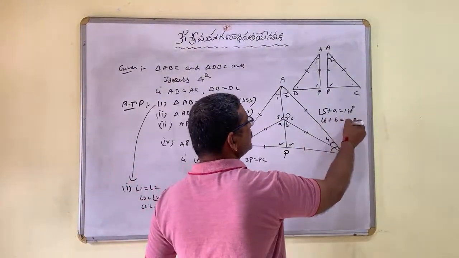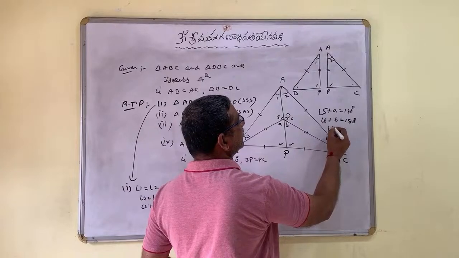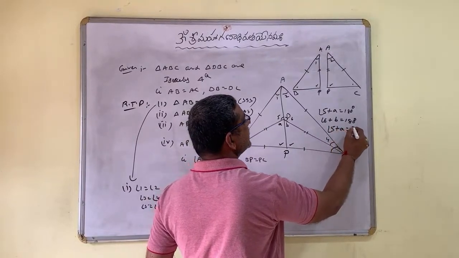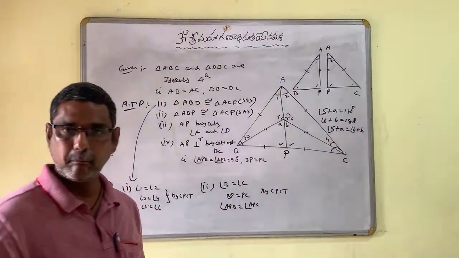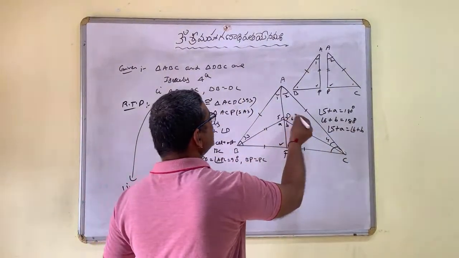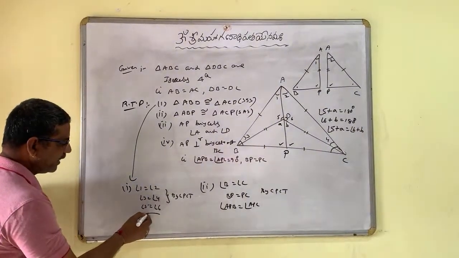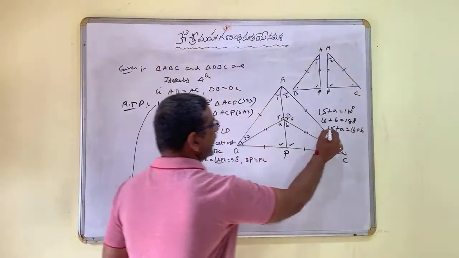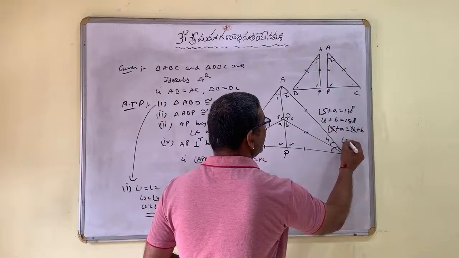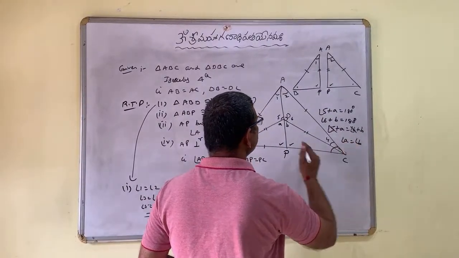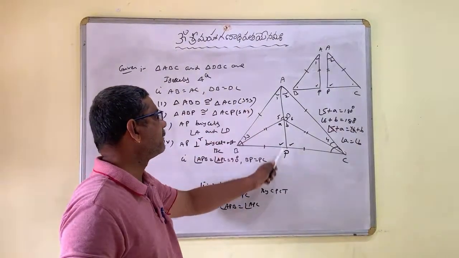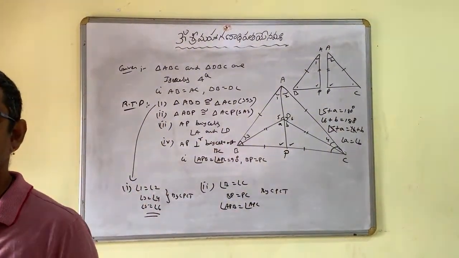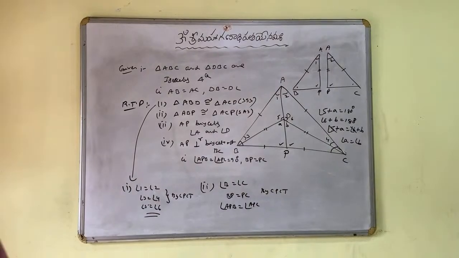Now, things which are equal to the same thing are equal to one another. Angle phi plus a is equal to angle 6 plus b. But angle 5 and 6 are equal, so we can cancel them. So angle a is equal to angle b. If these two are equal, that means AP bisects angle D also.